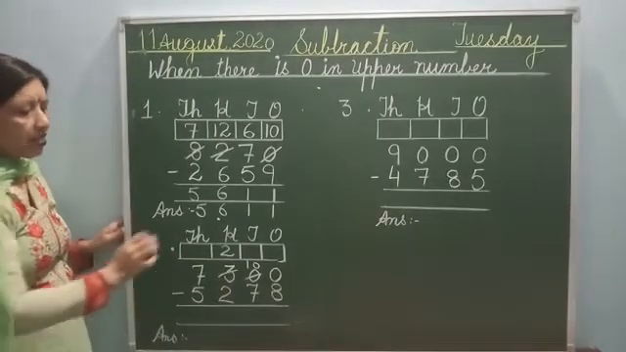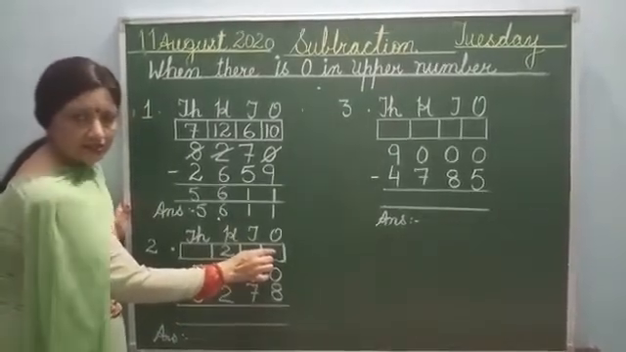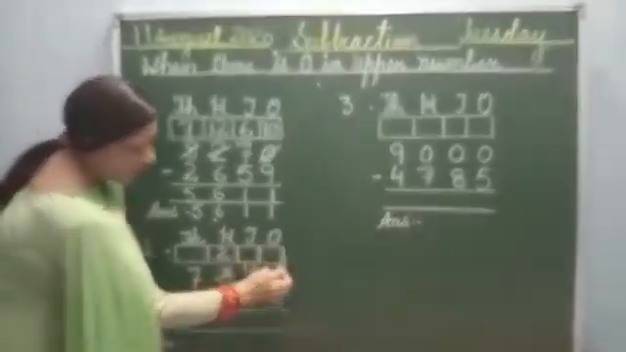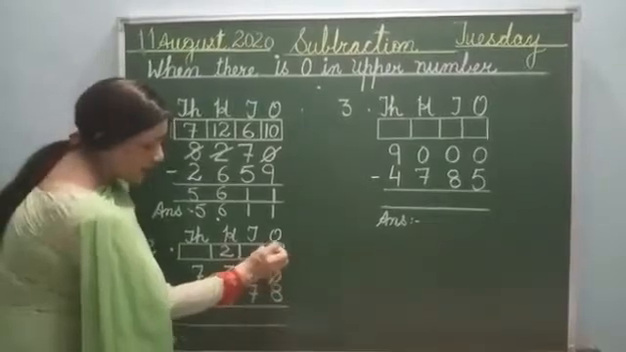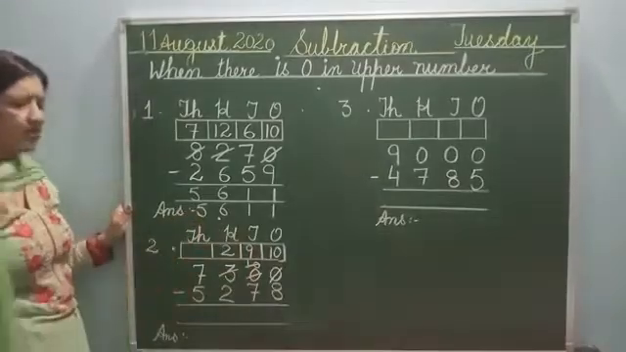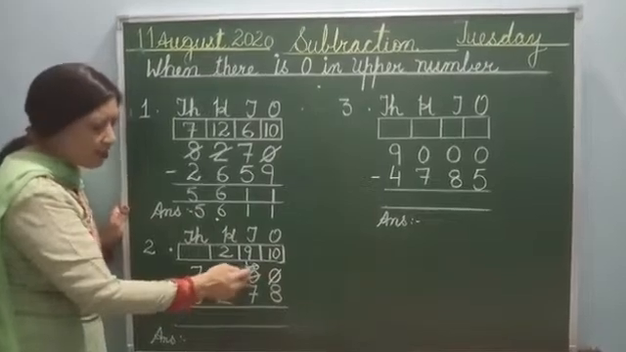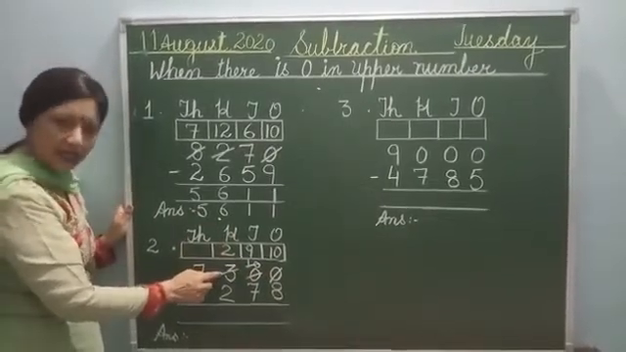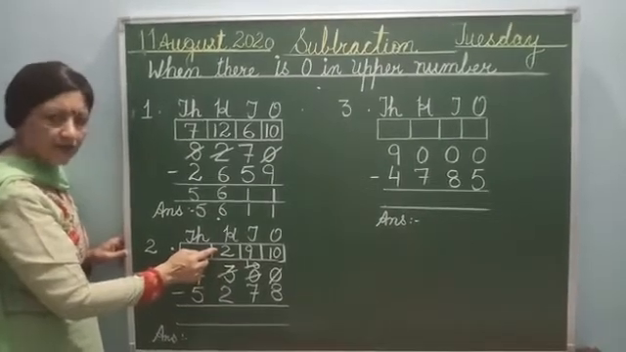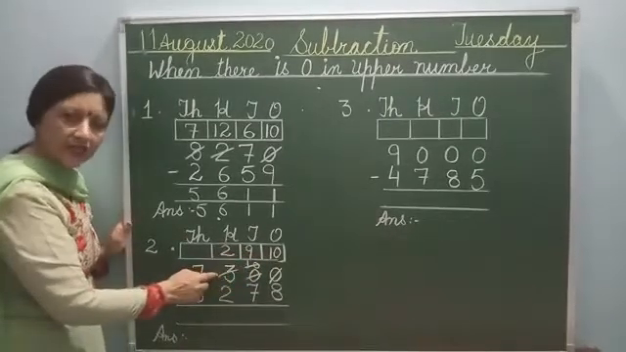Clear beta? Still this 10 has to give 1 to first digit. Now this will give 1 to this 0. This 0 will become 10 and this has given 1, so it will become 9. Is it clear beta? First 0 will borrow from second 0. Second 0 will borrow from third digit. Clear beta? Third digit will become 1 less and second digit will give 1 to first 0 after borrowing 1 from the third digit.